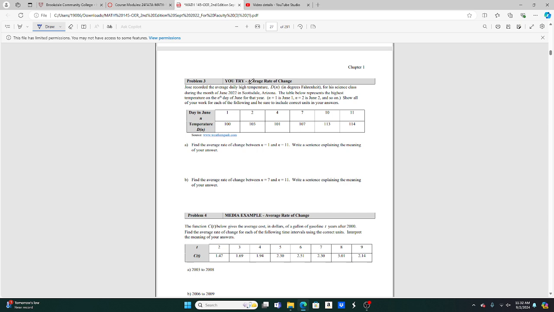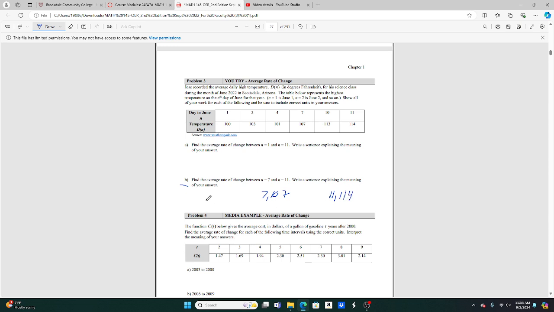Jose recorded the average daily high temperature in degrees Fahrenheit for his science class during the month of June in Scottsdale, Arizona. The table below represents the highest temperature on the nth day of June of that year. Show all of your work for each of the following and make sure you use the correct units. So let's take a look here and we'll just select one on average. We'll do letter B. Find the average rate of change between 7 and 11. So we're going to take a look here at 7, comma 107. And here we're going to do 11, comma 114.